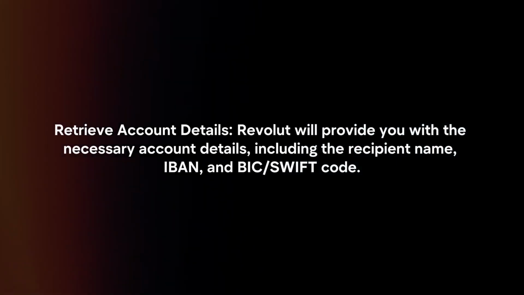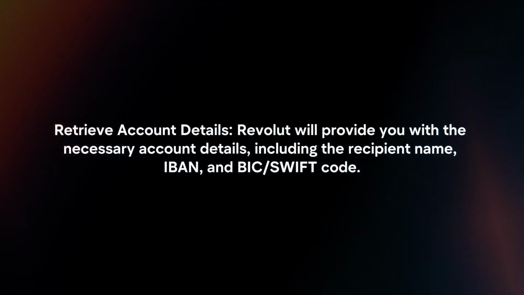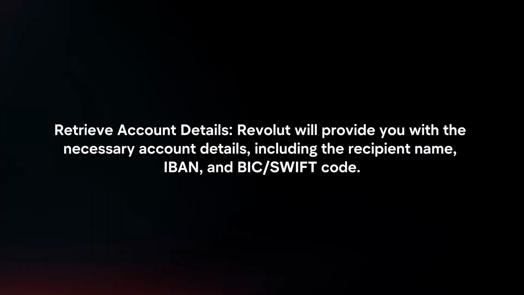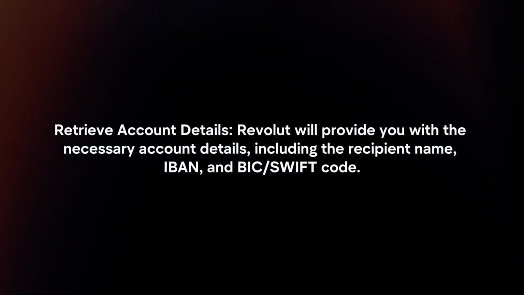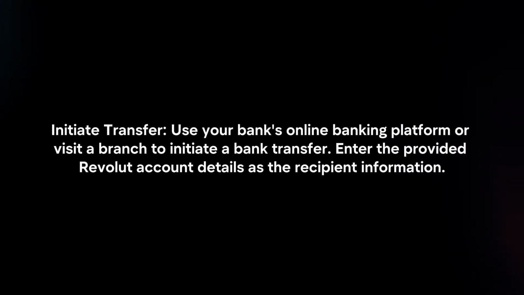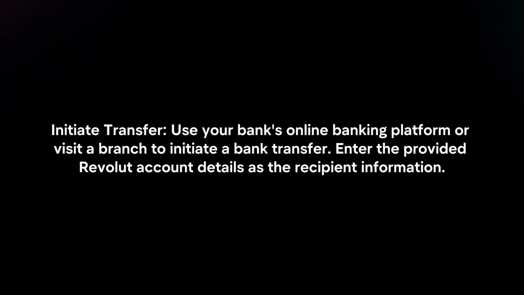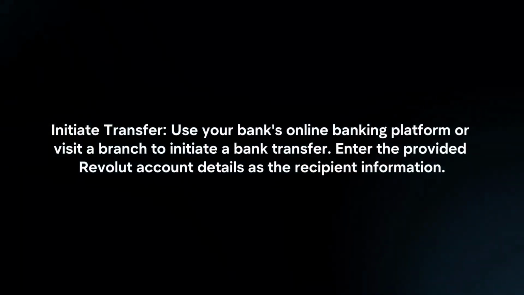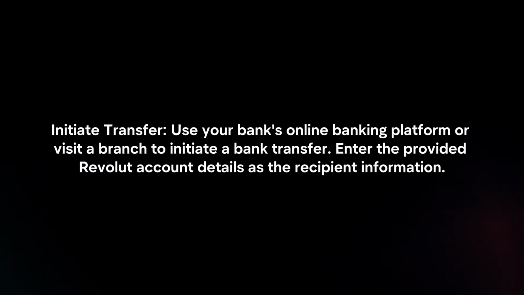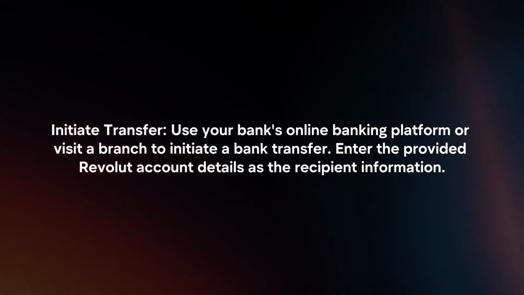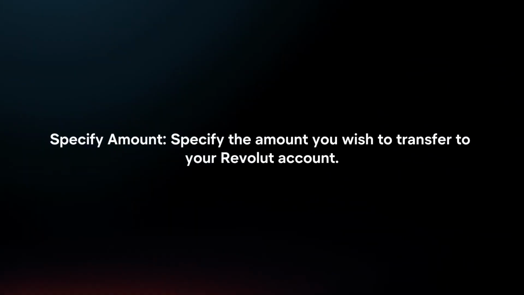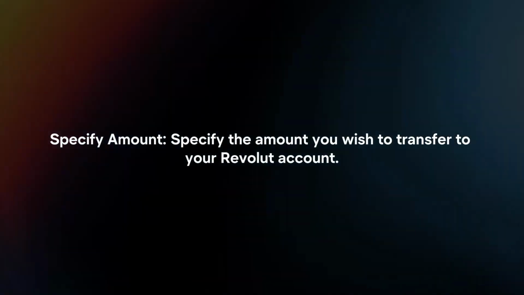Retrieve account details. Revolut will provide you with the necessary account details, including the recipient name, IBAN, and BIC or SWIFT code. Initiate transfer. Use your bank's online banking platform or visit a branch to initiate a bank transfer. Enter the provided Revolut account details as the recipient information. Specify amount. Specify the amount you wish to transfer to your Revolut account.